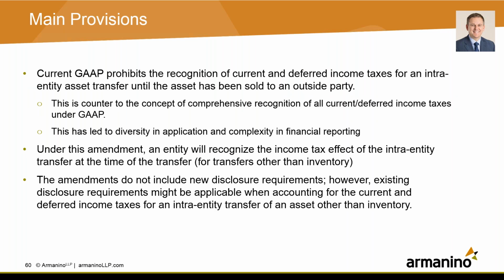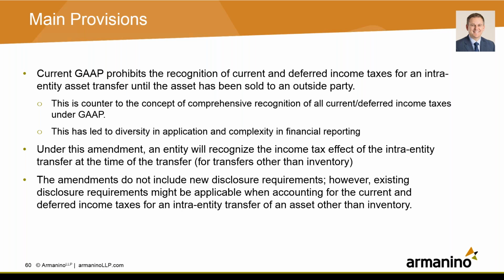So current GAAP prohibits a company from recognizing current and deferred income taxes for assets that are transferred from one controlled entity to another controlled entity. It prohibits you from recognizing current deferred taxes until those assets are transferred or sold to an outside unrelated entity. Current GAAP has led to a wide diversity in practice and complexity in financial reporting, as this is really counter to the concept of what we know of comprehensive recognition of all current and deferred income tax items, in the applicable tax jurisdiction.